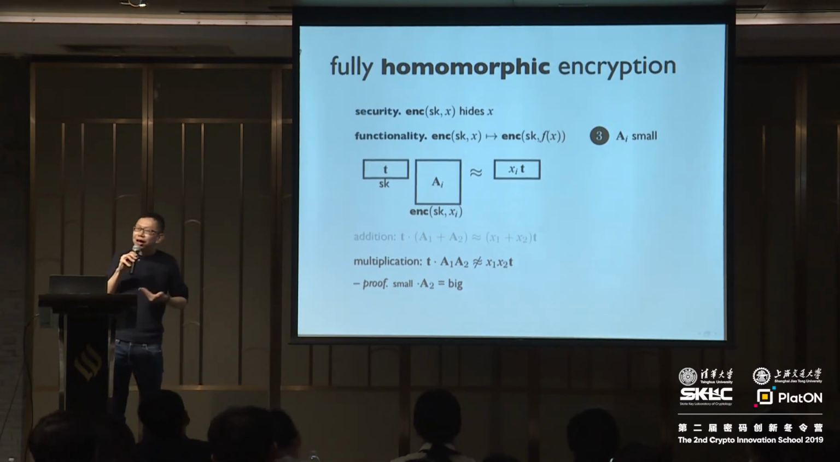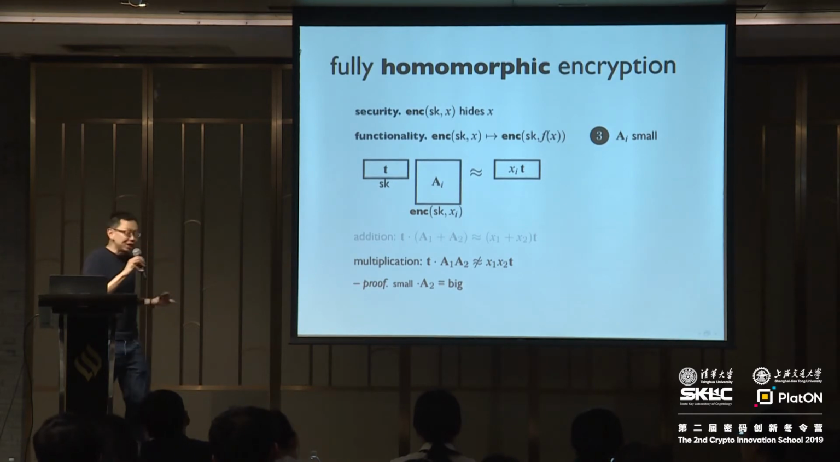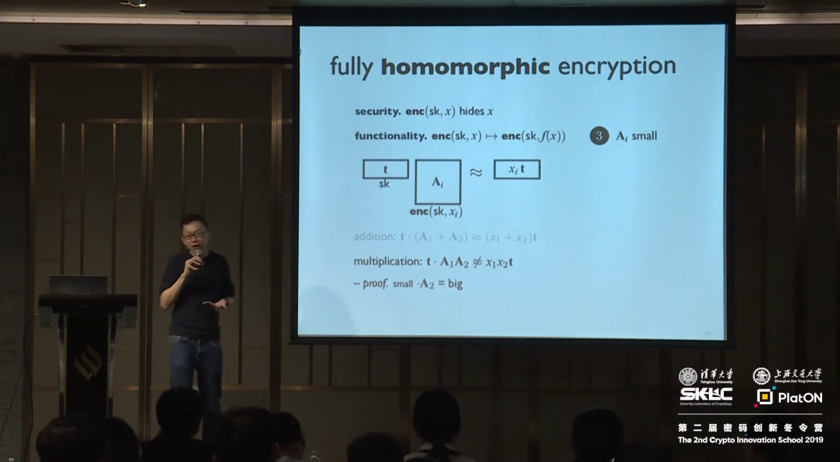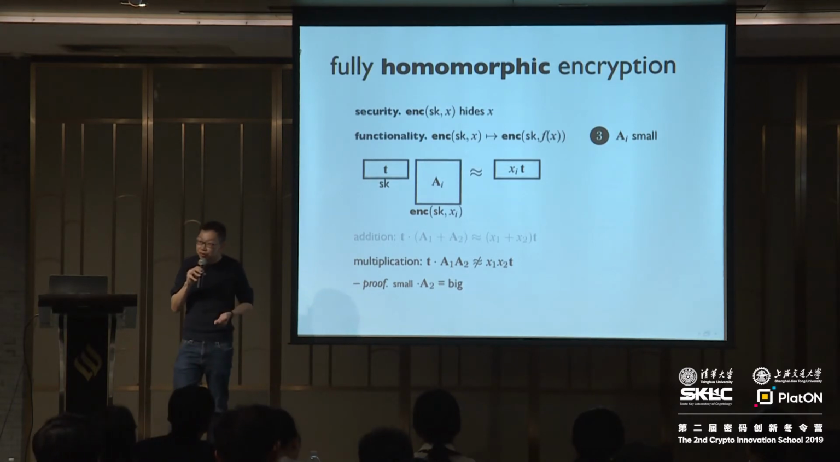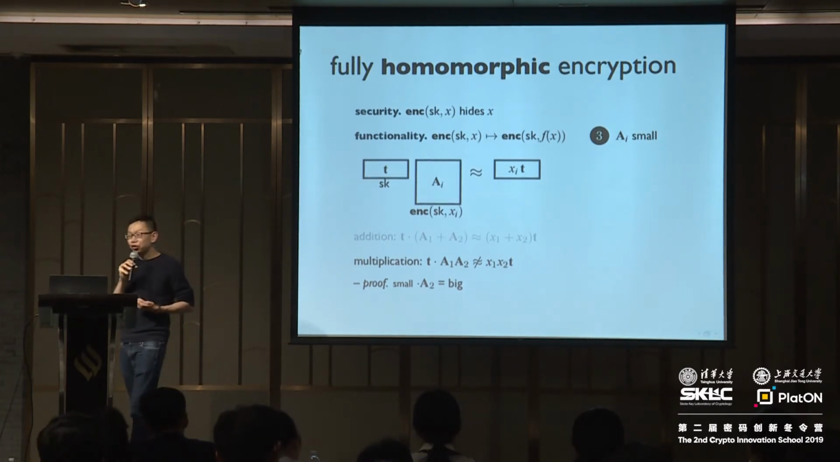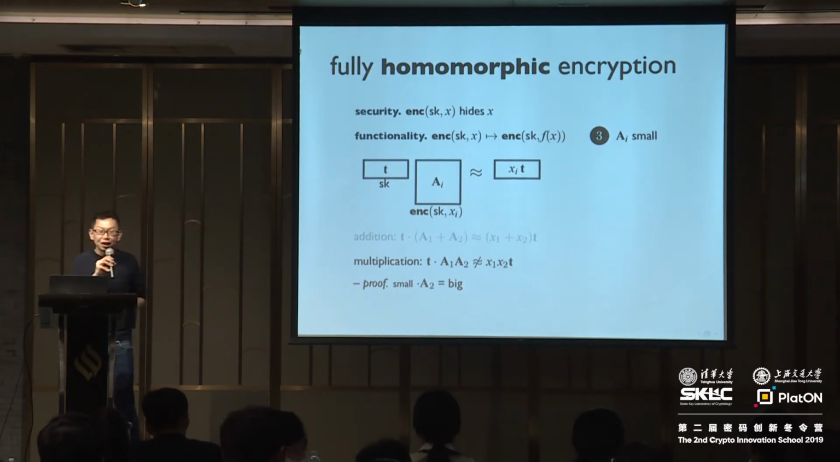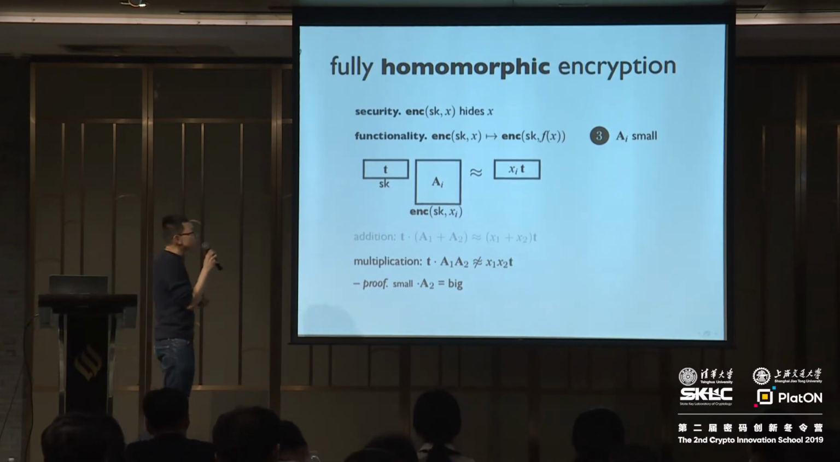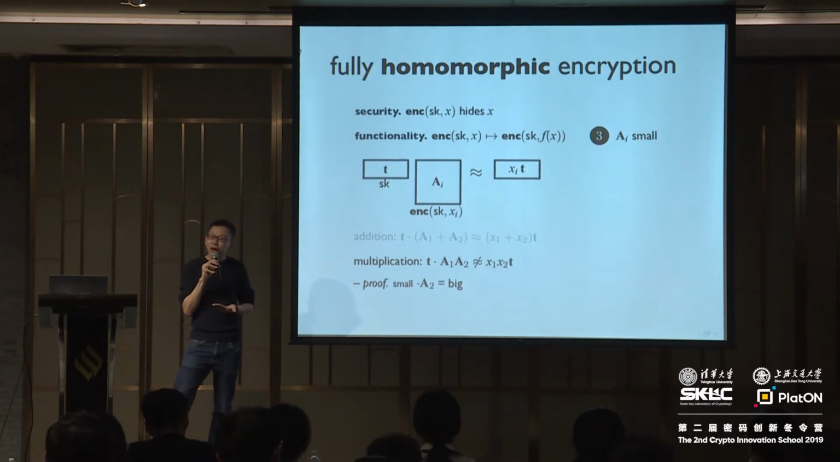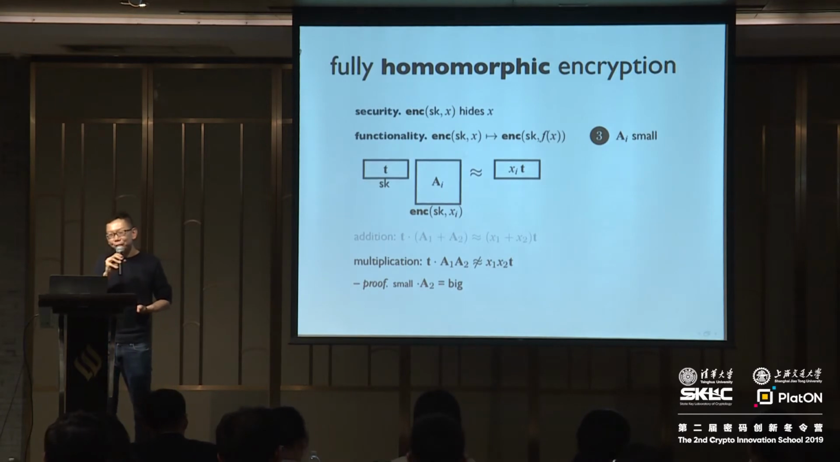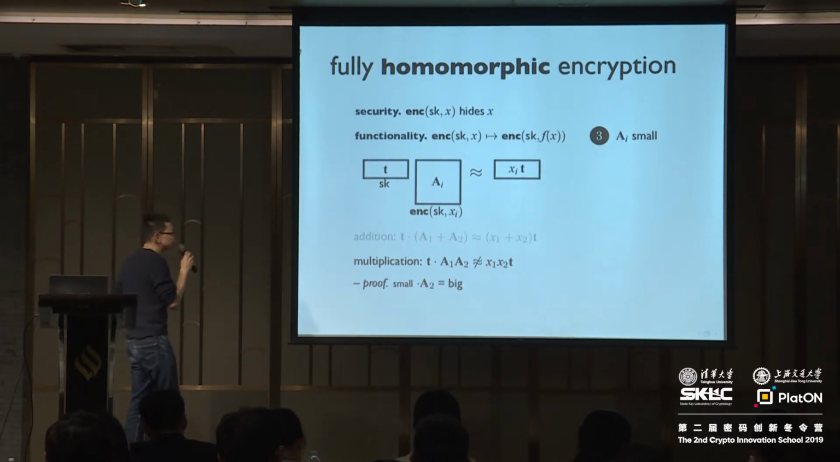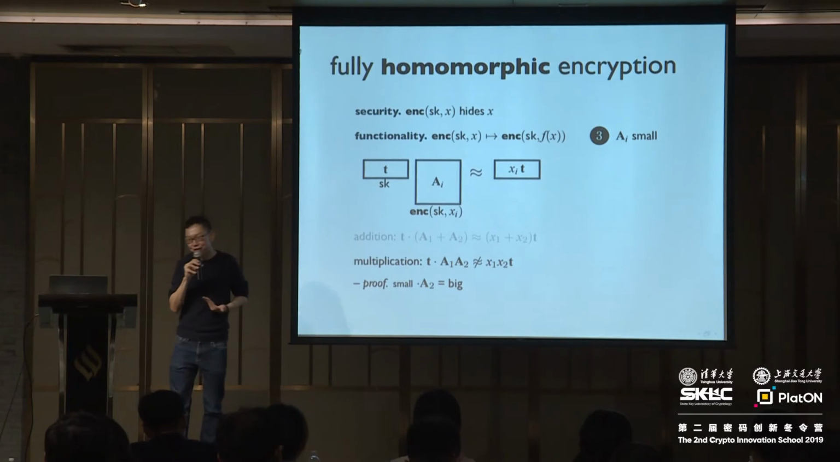Instead of picking a random matrix Ai such that T times Ai is close to xi times T, I'm going to pick a random matrix with small entries, such that T times Ai is close to xi times T. The non-triviality here is that there may not exist matrices with small entries whose eigenvector is T. But let's suppose we can make this work out. We can sample small distributions such that T times Ai is xi times T.